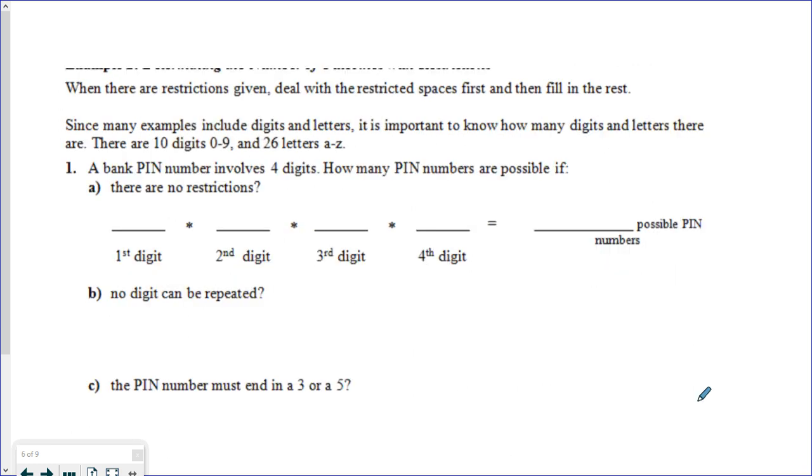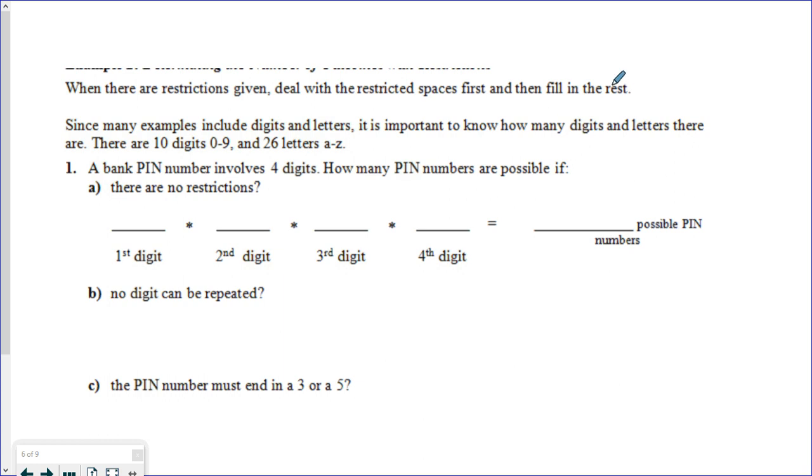Ooh, cut off a nice chunk there. Oh, just the title. So it says example 2, determining the number of outcomes with restrictions. So we're going to have a little bit of restrictions on there, and we'll see what restrictions mean. When there are restrictions given, you need to deal with the restricted spaces first and then fill in the rest. Since many examples include digits and letters, it's important to know how many digits and letters there are.